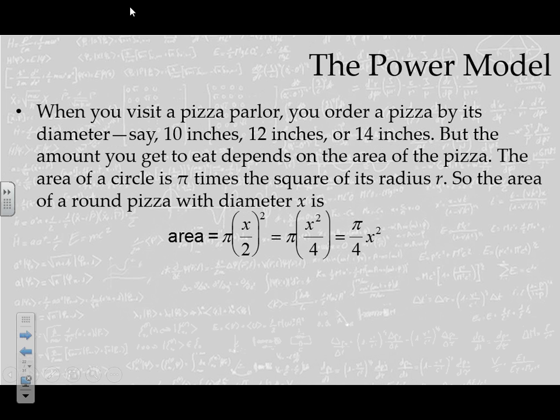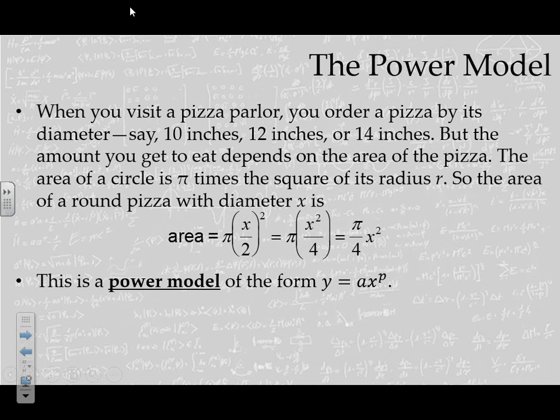Now, when we receive a function in this form, where we have a coefficient times the variable x raised to some power. So in general, when we see a form of y equals ax to the p, that is known as a power model. So in our example here with the pizzas, our a value, our coefficient, is pi over 4. The power we're raising x to is 2, so p. So when you get a power model, it's going to look like this form.